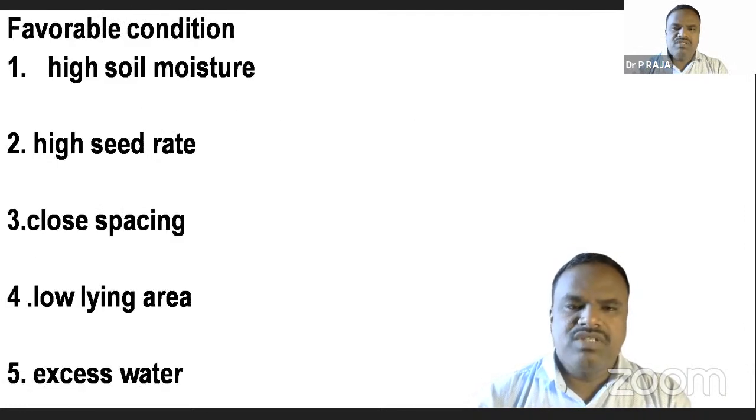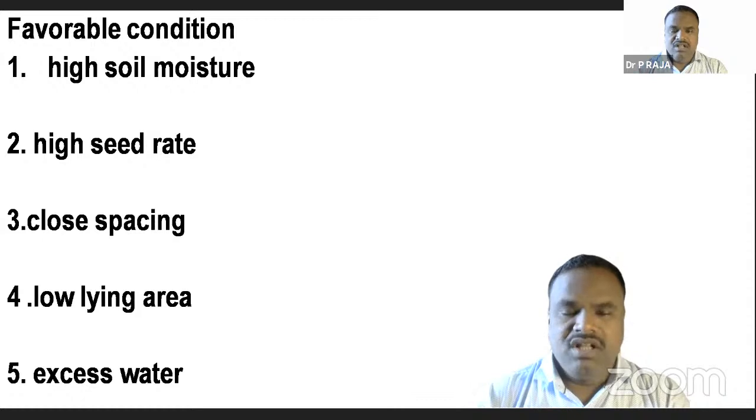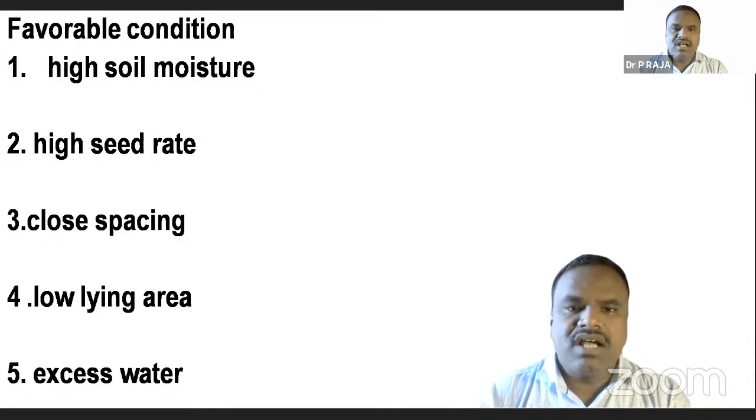And now coming to the favorable conditions. If these exist, then only will the disease occur in the field. First is high soil moisture. How does high soil moisture come? By applying excess water in the nursery. And even if your nursery is raised on low-lying area, then water stagnation will be common in that place, and thereby this pathogen starts growing.